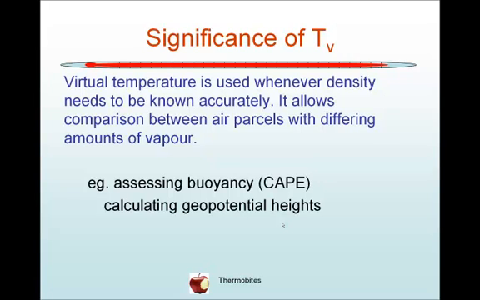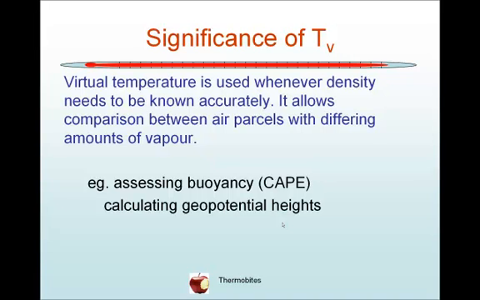So the virtual temperature is used whenever density needs to be known with some degree of accuracy, because it's not simply a measure of the temperature but also the amount of water vapor that's contained. And it allows the comparison between air parcels with differing amounts of vapor. And it's particularly useful when calculating things like buoyancy, which we'll see later on in the context of thunderstorms and a parameter known as CAPE, and things known as geopotential heights, which are the heights of particular surfaces.